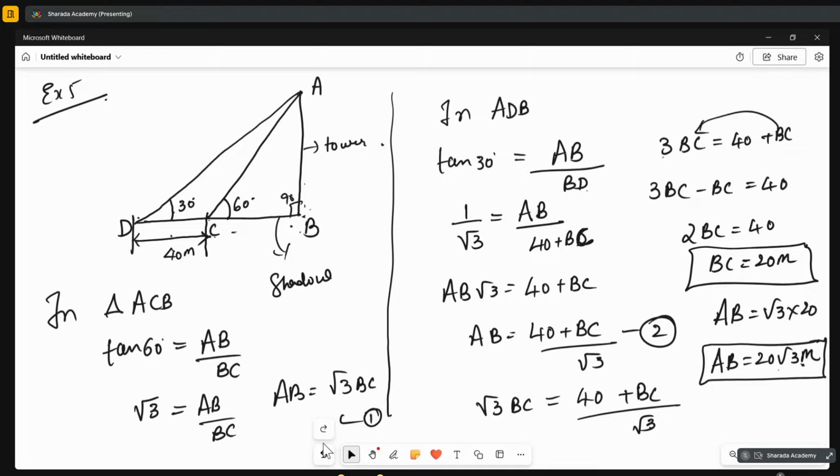I got the same answer. Try once, everyone. That's what it is. The tower, the building will be there. Two buildings, and the distance between them. The angle of depression from the top you have to take like that. Okay, fifth one done.